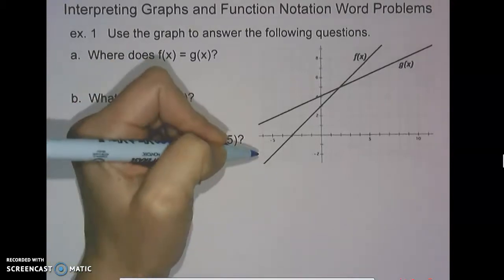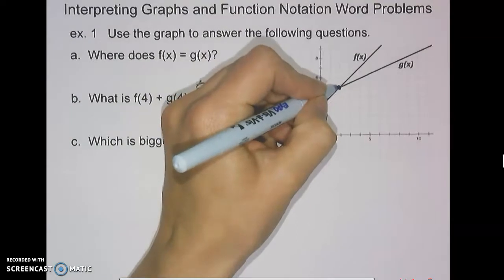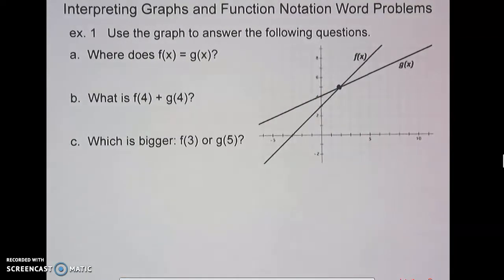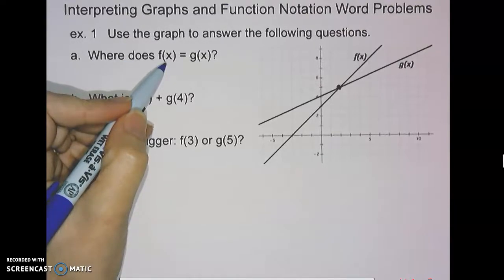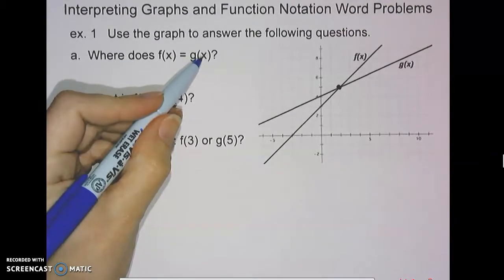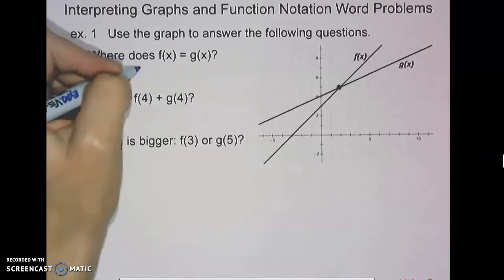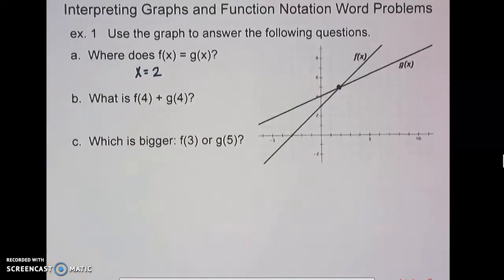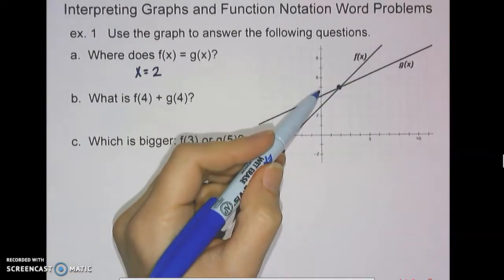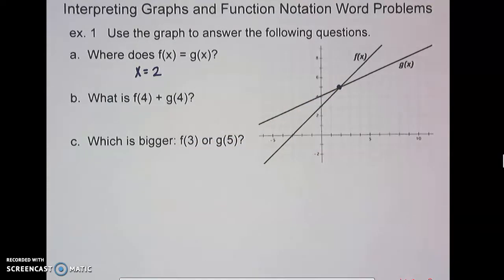Well, we're looking here, and these two functions are the same at this point where they cross. Where does the y value of the f of x function equal the y value of the g of x function? So we're going to answer out an x value. So this is going to happen at x equals 2. At that point, the y value of the f of x function is 5, and the y value of the g of x function is also 5.